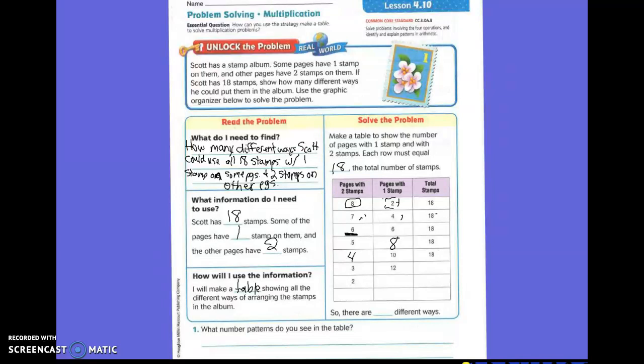Aubrey? You have your hand up. You should have an answer. Tyson? 12. And that would equal 18. 2 times what equals? 2 times 2 equals what? 4. 4 plus what would equal 18?